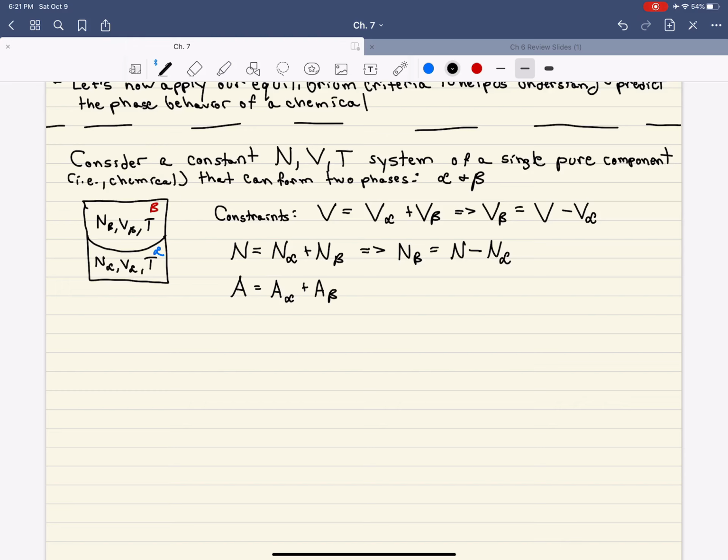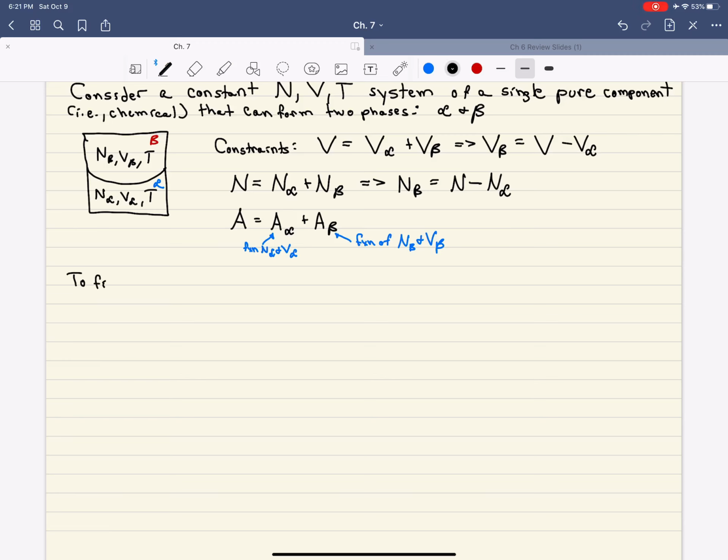Okay? And I want to point out here that this Helmholtz energy for each of the different phases, they're going to be functions of volume and N. So A alpha is a function of N alpha and V alpha, and A beta is a function of N beta and V beta. Okay? As I mentioned, with a constant NVT system, we know that the system reaches equilibrium when the total Helmholtz energy is minimized.